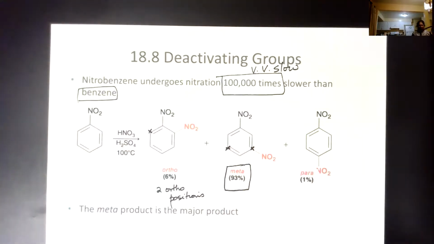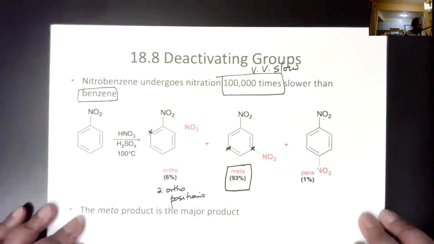So you should be able to compare their reactivity based on whether the group that's already present is strongly activating, moderately activating, weakly activating, weakly deactivating, moderately deactivating, or strongly deactivating. So you have to know that list.